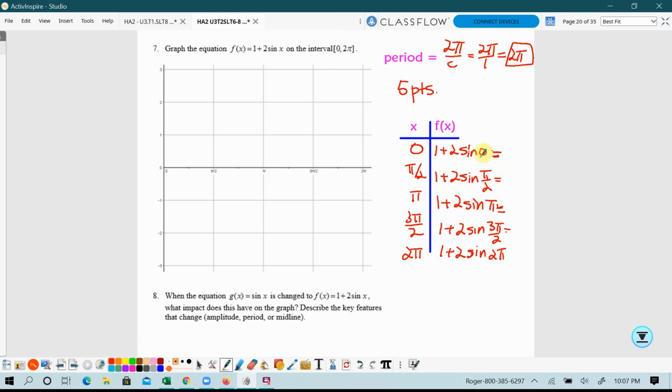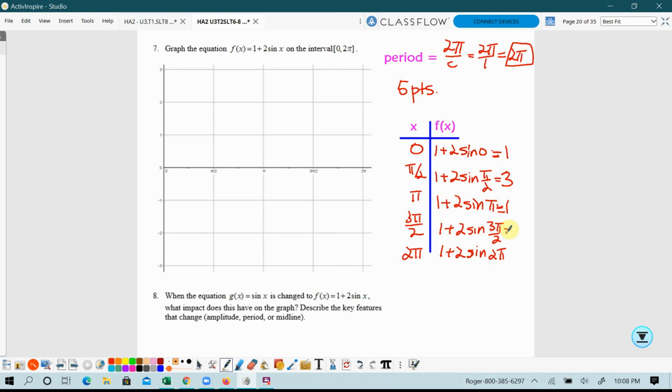The sine of 0 is 0. 2 times 0 is 0. 0 plus 1 is 1. So your first value at 0 is 1. Next, the sine of pi over 2 is 1. 1 times 2 is 2. 2 plus 1 is 3. That's your next value. The sine of pi is 0, times 2 is 0, plus 1 is 1 again.